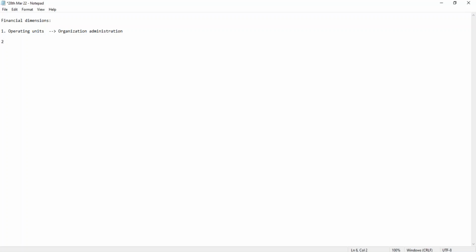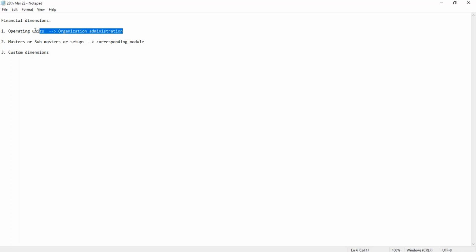Next one is masters or submasters, or setups, whatever you call them. These are in the corresponding module. The third one is custom dimensions. This classification is done by me: custom dimensions in the system.